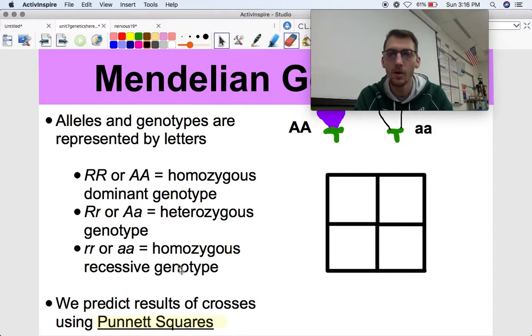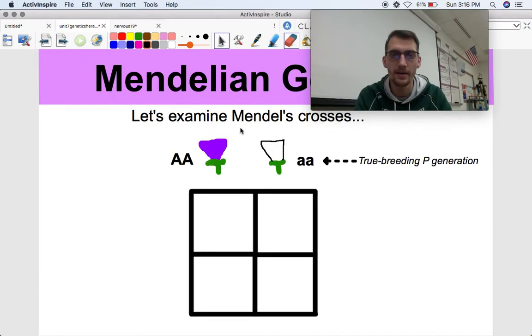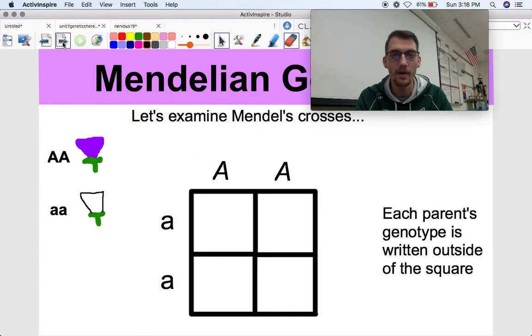Okay, so let's cross these two flowers in our Punnett square and let's see what happens. Let's model out Mendel's first cross here. Okay, so this is the true breeding P generation. If we put these together on a Punnett square, the parents' genotypes are written outside of the square like this. So this is one of the parents' P plants. It is homozygous dominant. And here's the other parent, the white-flowered parent, and they are homozygous recessive.